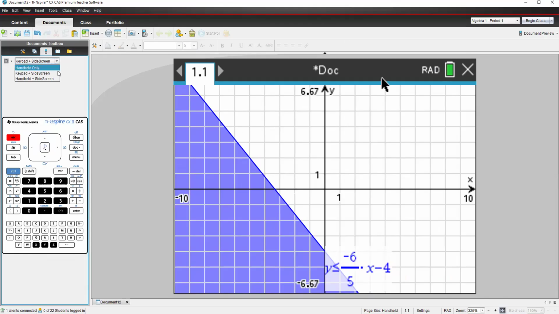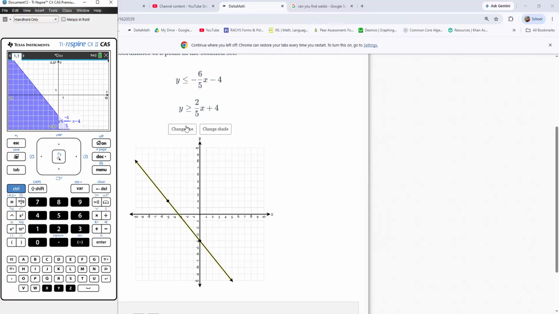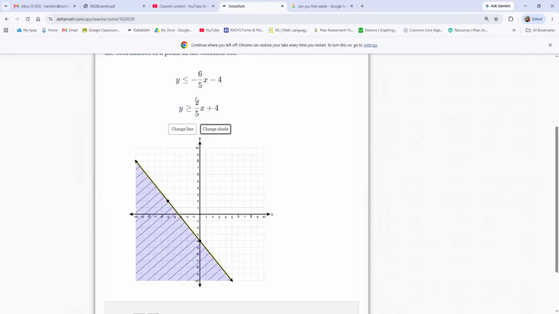So we can go back here now. So this is a solid line, and we know that the shading is going to be underneath because we see it's underneath. So that's how you would do it. You just find 2 points on the line, use your ruler, and then do what you need to do.